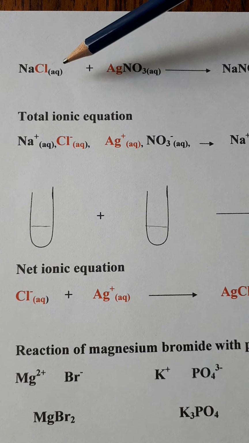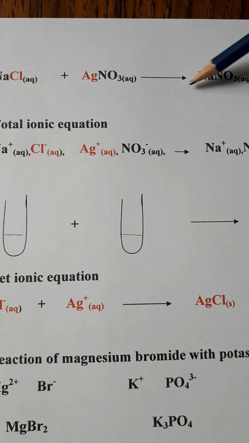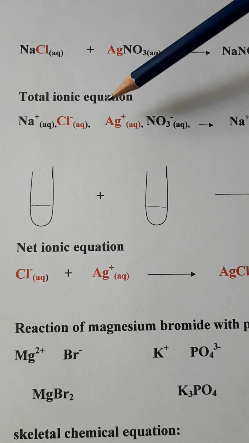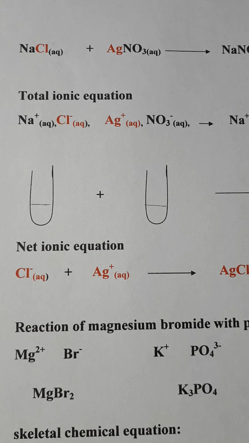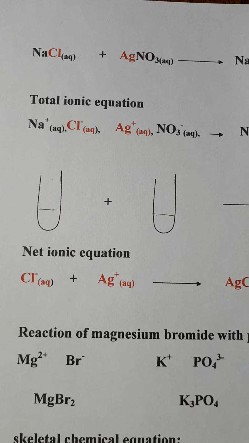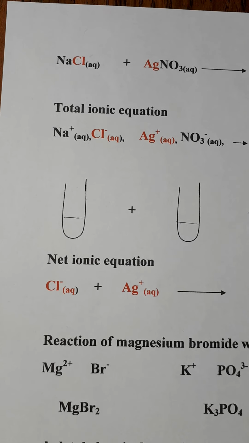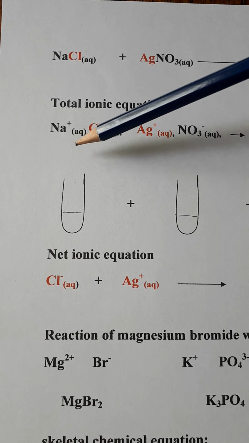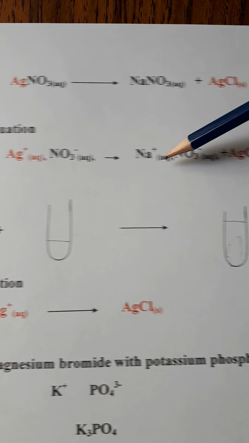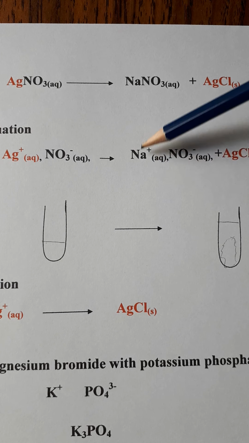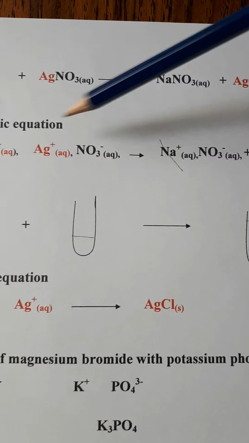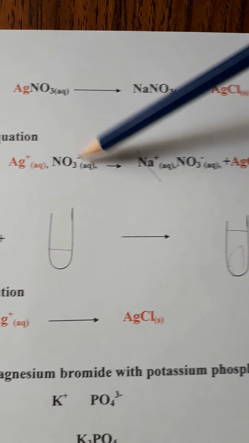This is the total chemical equation. Now we are going to see the total ionic equation. So now you can see that sodium ion was in the solution at the beginning. Even after the reaction, sodium ion is moving around in the solution. So nothing happened to the sodium ion. Same thing with the nitrate ion.